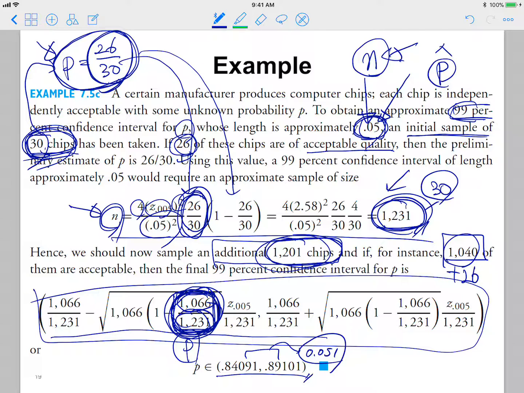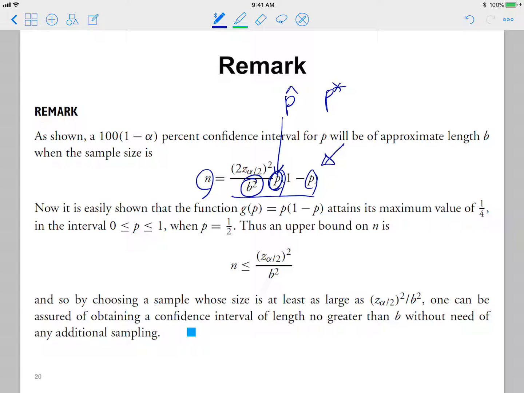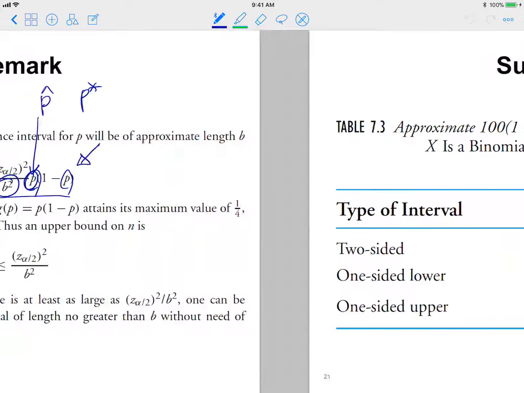So we want to ensure 0.05 as our intended interval length, right? Okay, and then let's think of P as an inaccurate value, and think about some worst case scenarios. Regardless of what the P value is, we want a required number of observations that can guarantee that this interval length is less than or equal to 0.05. Okay, so that is the scenario of this slide.